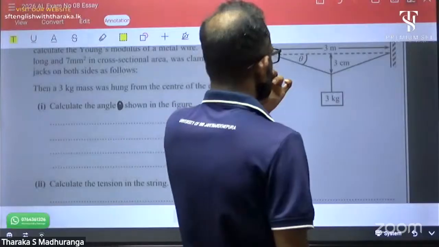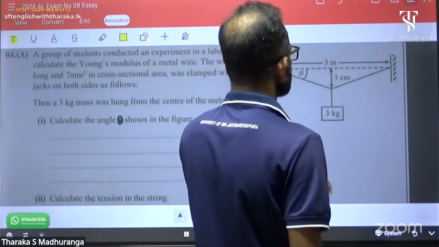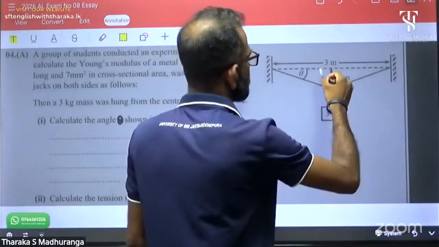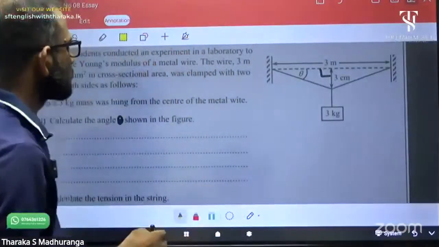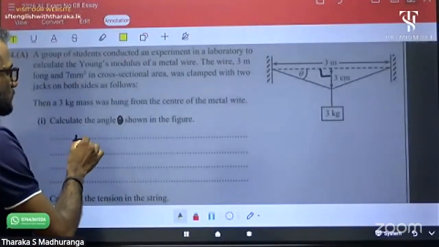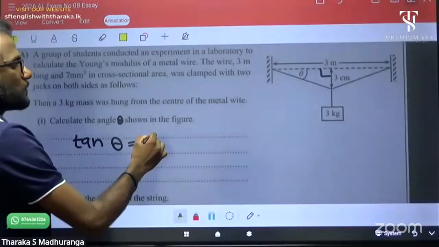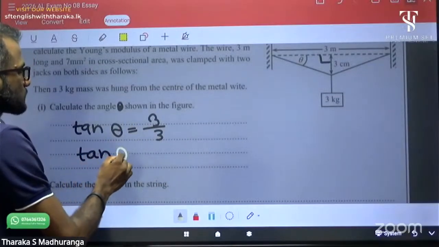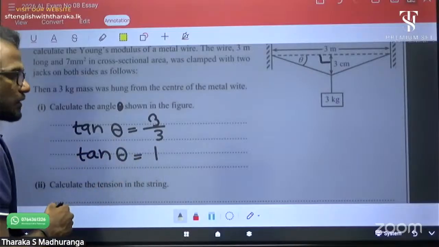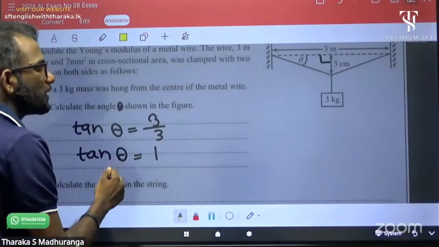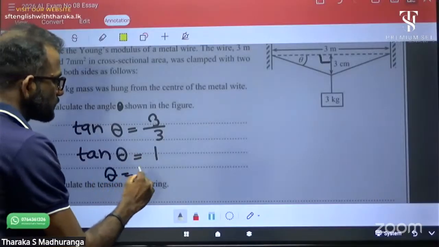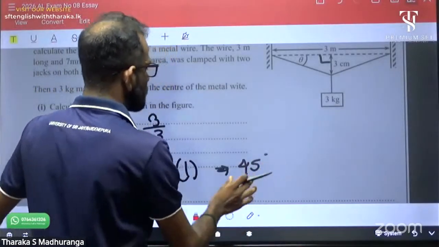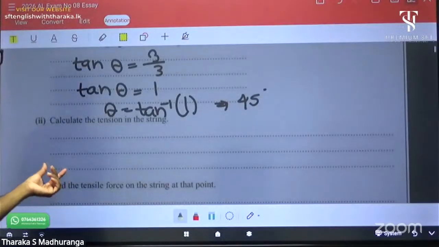How to get the angle theta? It is a right angle triangle, right? Then you can use trigonometry. Tan theta equals opposite over adjacent. Then tan theta equals 1. Then tan inverse 1 is 45 degrees. Theta equals tan inverse 1, you can use a calculator. The angle is done: 45 degrees.